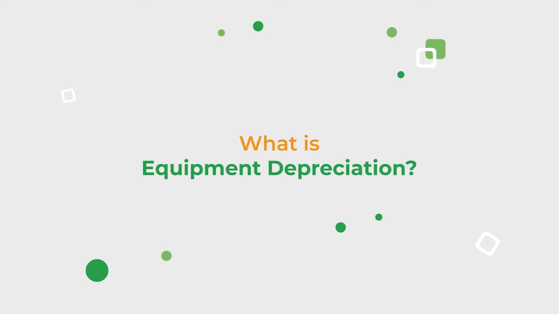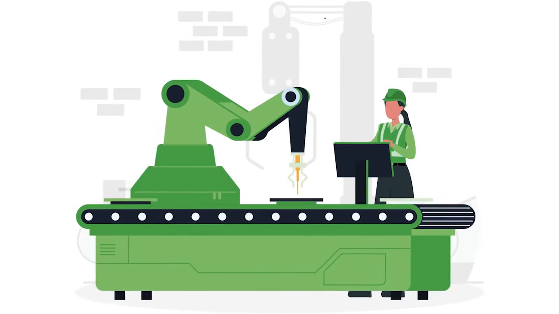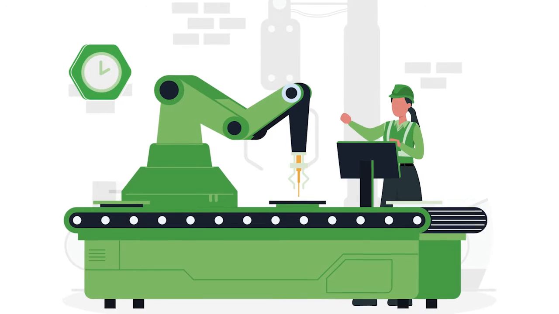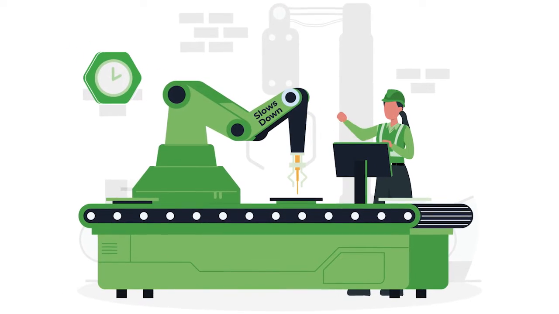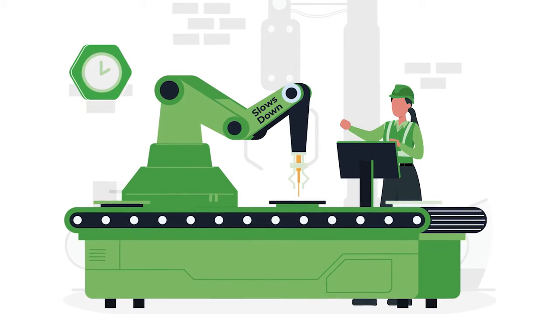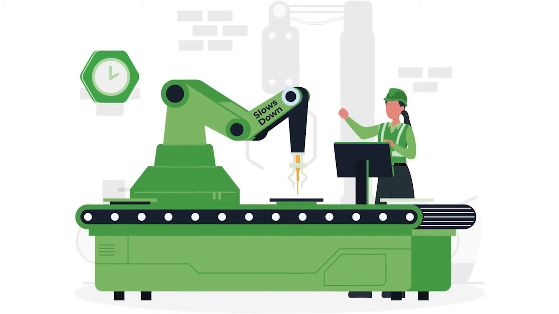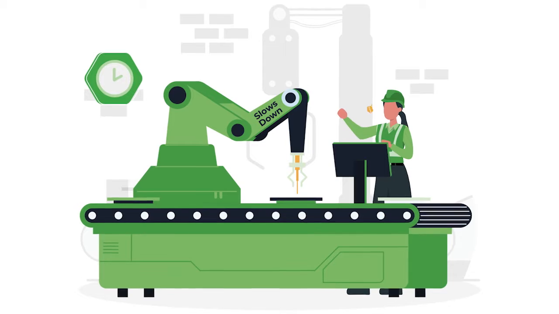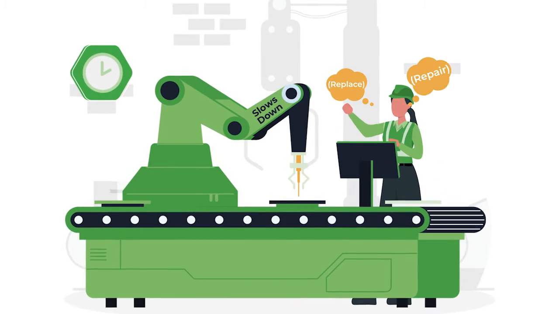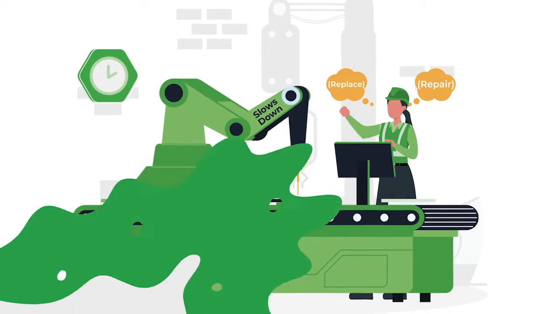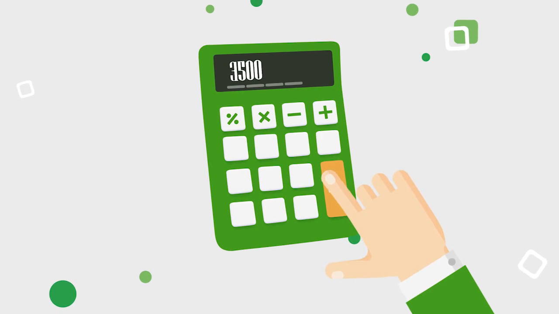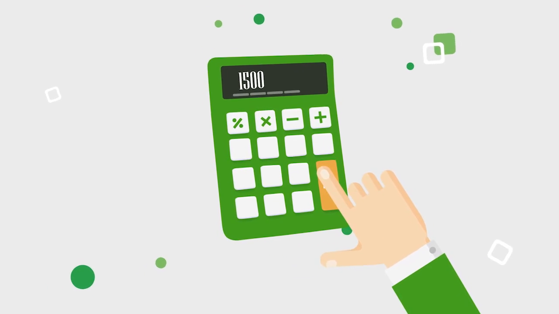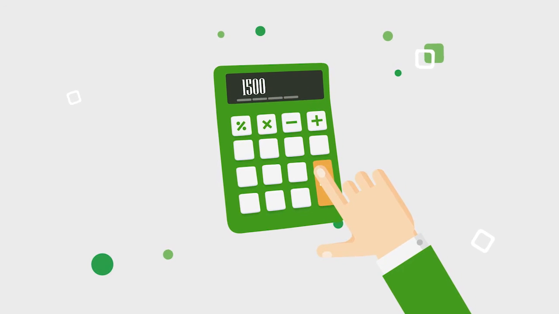Equipment depreciation, ED, is the amount of value that an asset loses over time due to regular use and aging. All assets experience equipment depreciation, which makes it one of the most important factors to consider when deciding whether to replace or repair aging equipment. Calculating ED on an asset provides you with its current value. This helps you determine whether a repair is worth the cost.